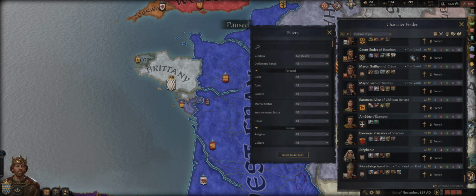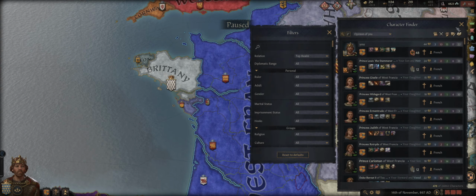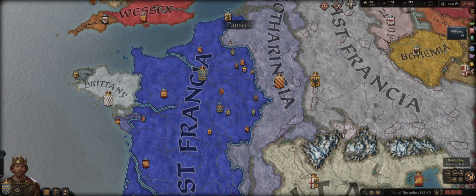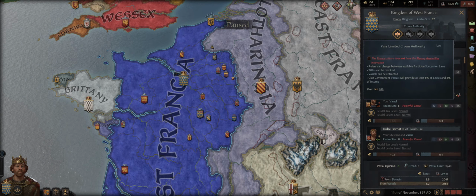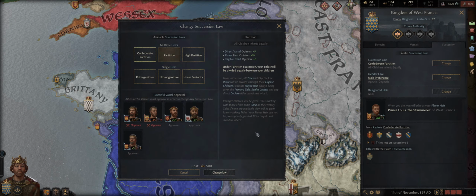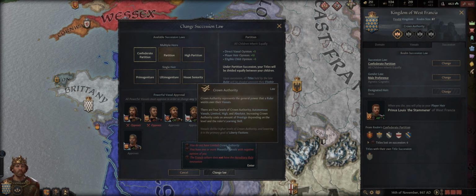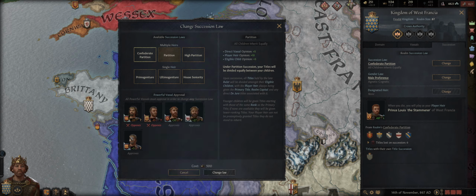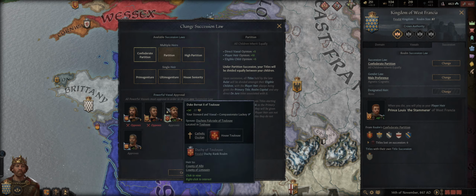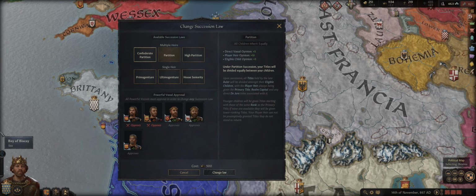Now, let's see if we can start with powerful vassals. Powerful vassals have particular sway in your country. You cannot change crown laws if they dislike you. For instance, if we wanted to change our succession here, we would be unable to do so because one or more powerful vassals has a negative opinion. So for any sort of crown law change, you're going to have to make sure that your 5 powerful vassals have somewhat of a good opinion of you.